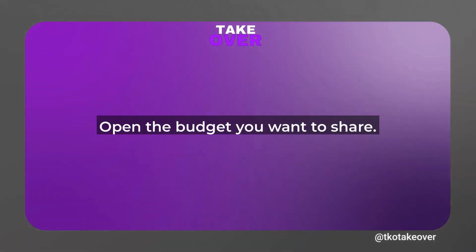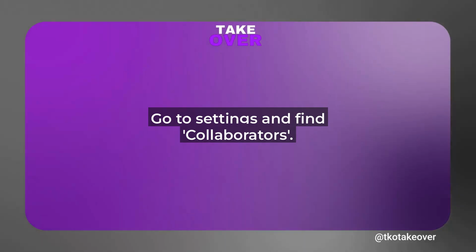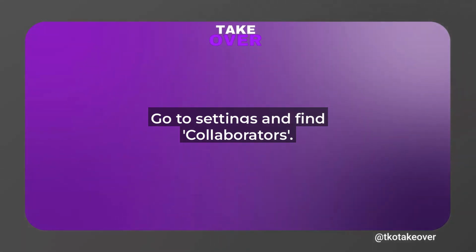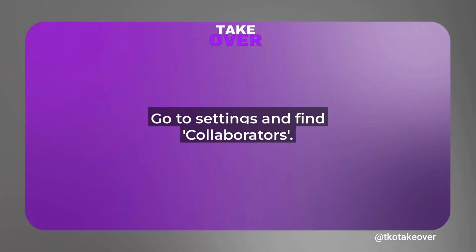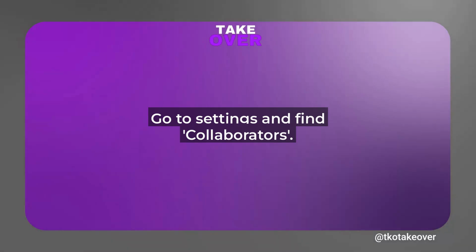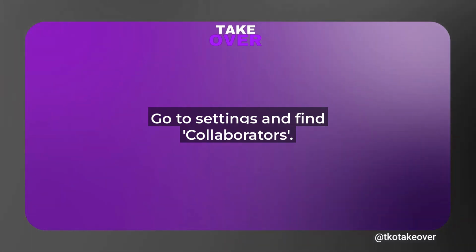First off, make sure you're logged into your YNAB account on a computer or the app. It's easiest on desktop. Once you're in, open the budget you want to share. Look for the gear icon or settings menu, usually in the top right corner. This is where the magic happens.